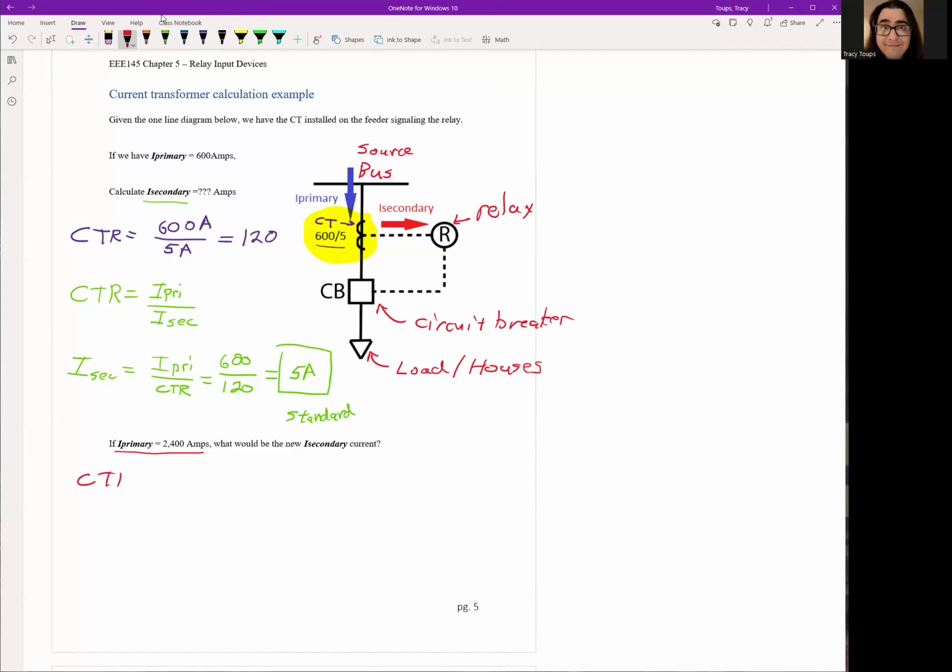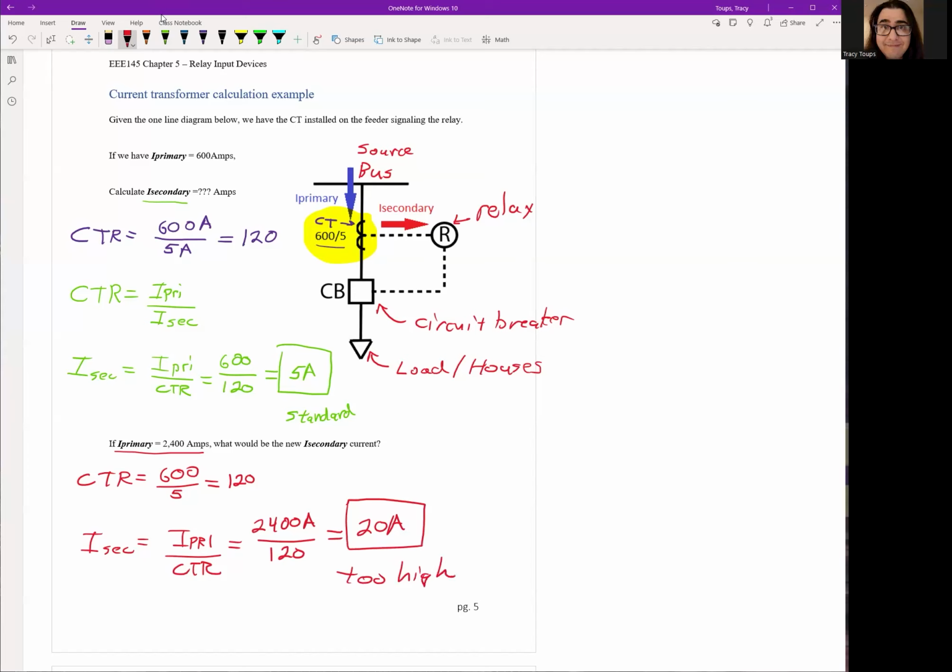So I have my CTR. This is 600 to 5 or 120. Okay, remember, this is by design. We can't change this easily. Okay. Now, let's go ahead and look at our secondary current, I secondary. This is I primary divided by CTR. In our case, it's 2400 amps divided by 120, which is 20 amps. Okay. So this is kind of too high.